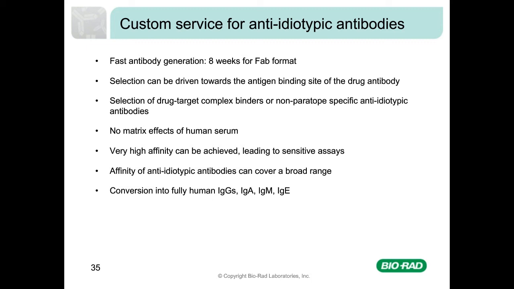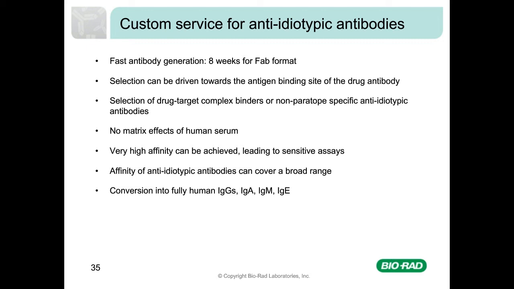There are no matrix effects of human serum with our antibodies, since we add human serum already during the selection process. Very high affinity can be achieved, leading to sensitive assays. The affinity of the anti-idiotypic antibodies can cover a broad range, which is useful for reference standards for immune response assays, as clinical responses vary and may be of modest affinity. And all of the antibodies can easily be converted into fully human IgG, IgA, IgM, or IgE for use as reference standards in immune response assays.